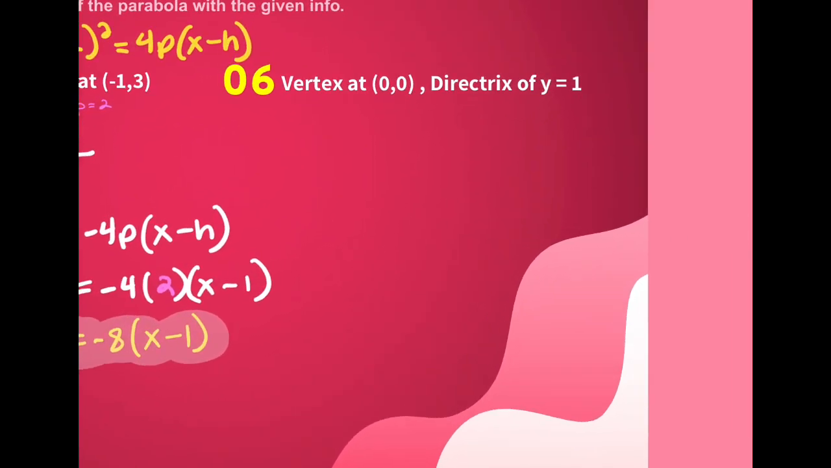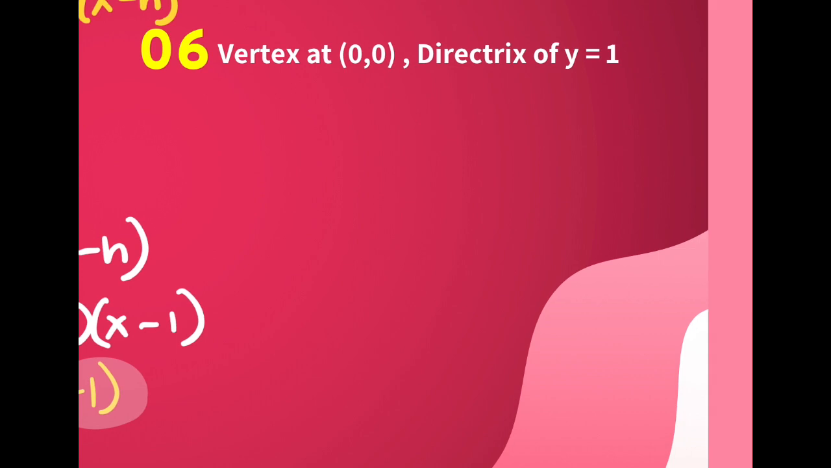Now we go to 6. 6 says vertex back at 0, 0. So we're back to not having an h or a k. I'm going to plot that point, 0, 0. Directrix this time. Instead of the focus, we have the directrix at y equals 1. Y equals 1 is a horizontal line that runs through 0, 1. And I know my parabola points away from the directrix. So this is going to point down, which means it's an x squared and a -4p.